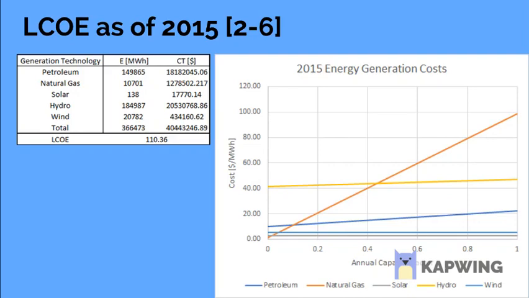Generation technologies such as solar, hydro, and wind have very little operation and maintenance costs, so their total cost is almost proportional to their capital costs. This is why they appear as almost straight lines on the graph shown here. From using the capacity of the 2015 generation mixture, we see that the LCOE for the Northwest Territories in 2015 is approximately $110 per megawatt hour.